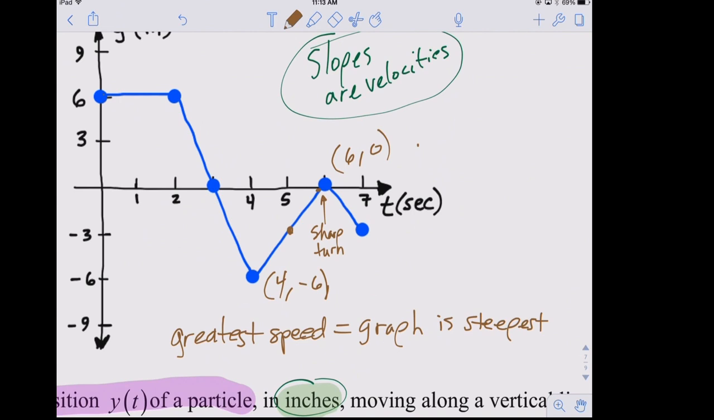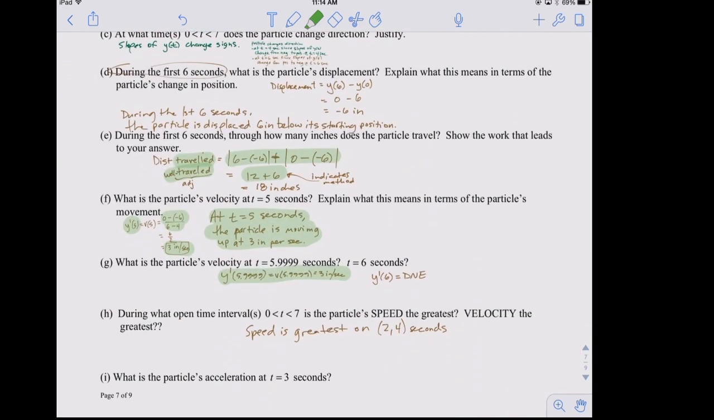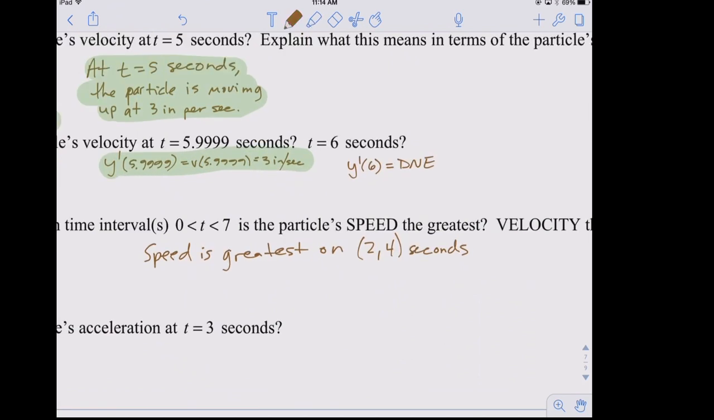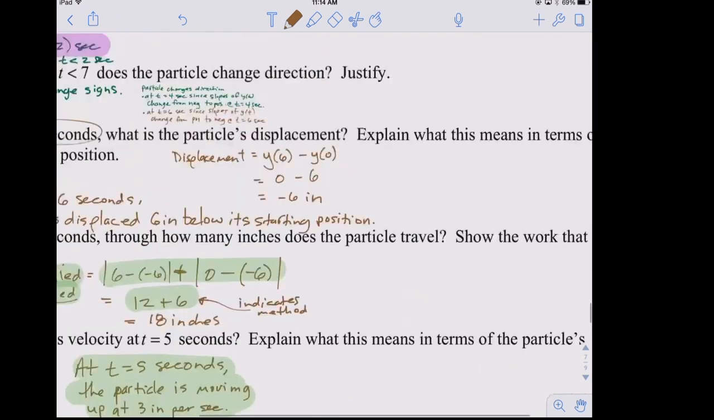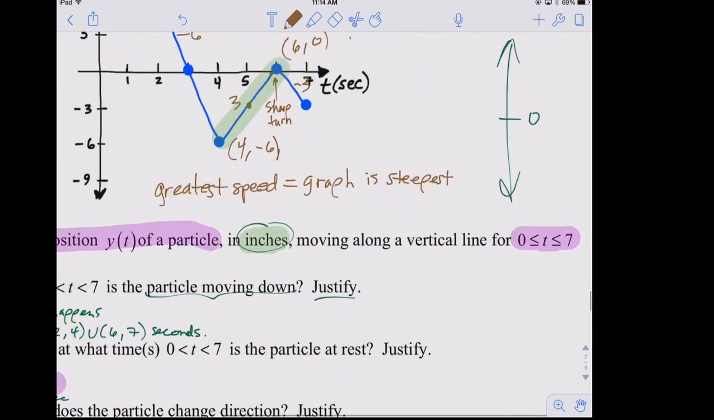Because velocity is a vector. The sign matters. So now we've got a positive 3, we've got a negative 3, and we've got a negative 6 for our velocities. Which one of those numbers is the greatest? Positive 3. And that's going to occur on the interval from 4 to 6. So that's the difference with velocity. The greatest velocity is where it's the most positive number, or the least negative if they're all negative. Velocity is the greatest on the interval from 4 to 6.